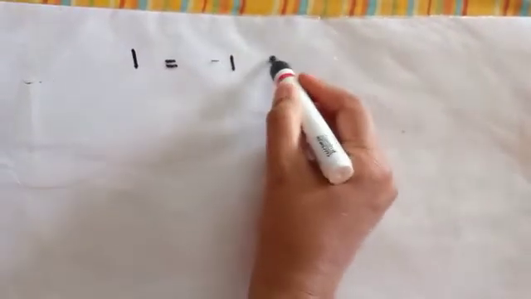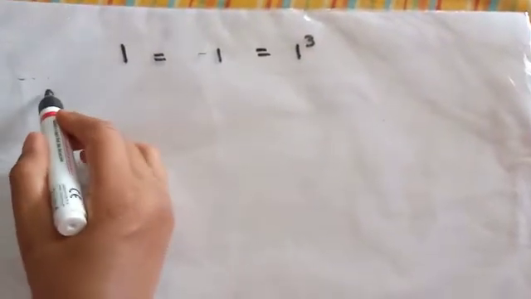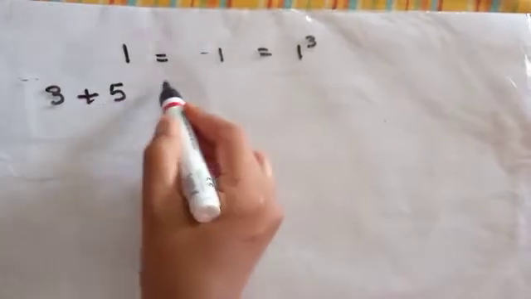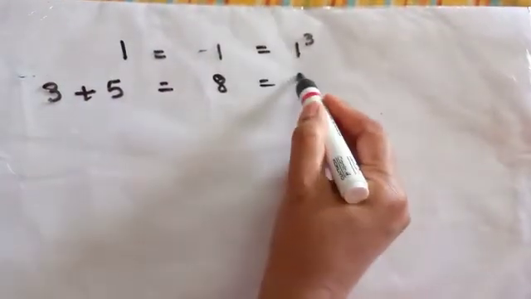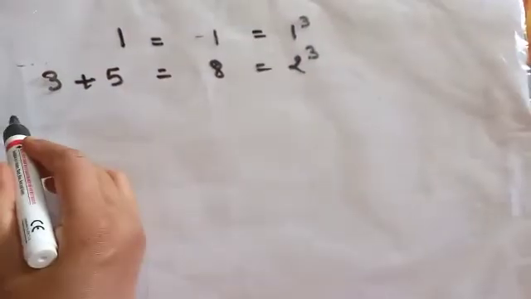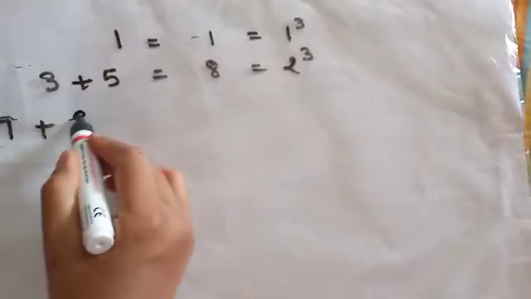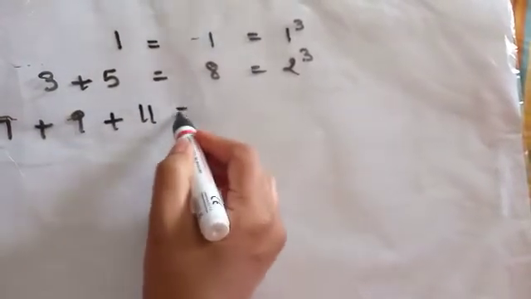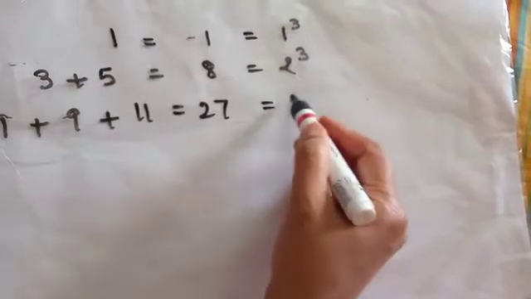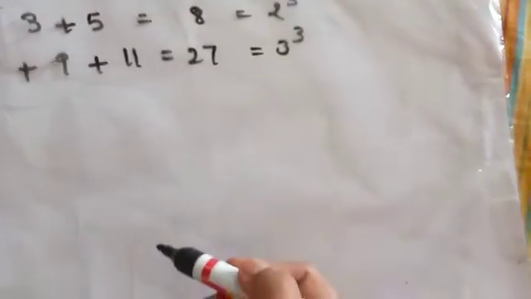Now here I am making one pattern. Okay, so see the pattern. 1 is equal to 1 cube, right? Then I am writing 3 plus 5 is equal to 8, and that is equal to 2 cube. Then I am writing 7 plus 9 plus 11 is equal to 27, and that is equal to 3 cube.